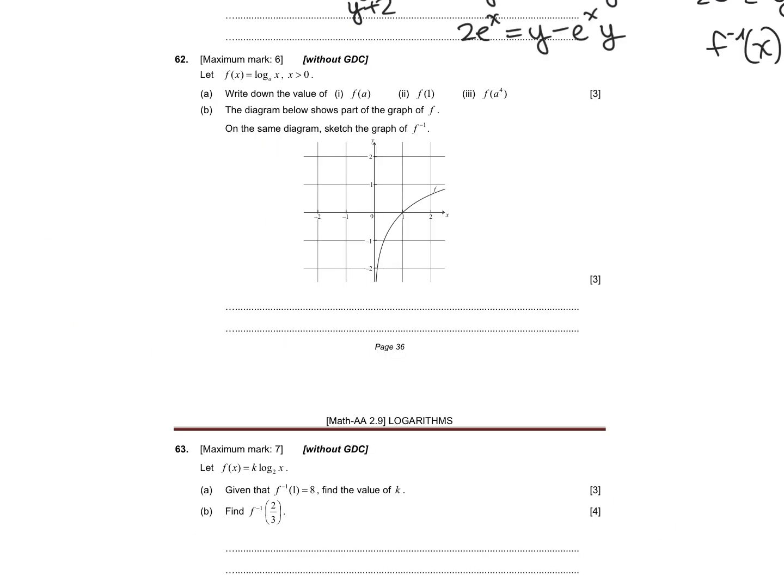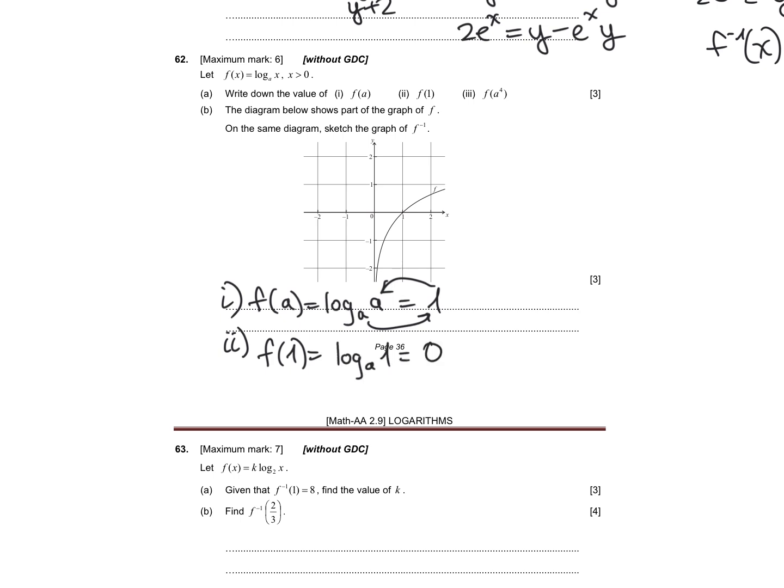All right, for 62, we've got, write down the value of f at a. So if we have f at a is log base a of a, and this is equal to 1, because a to the 1 equals a. So for double I, f at 1 is log base a of 1, and that's equal to 0, because a to 0 is 1. And triple I, f of a to the 4th is log base a of a to the 4, which is equal to 4, because a to the 4th equals a to the 4th.